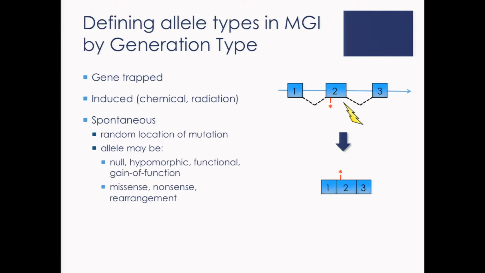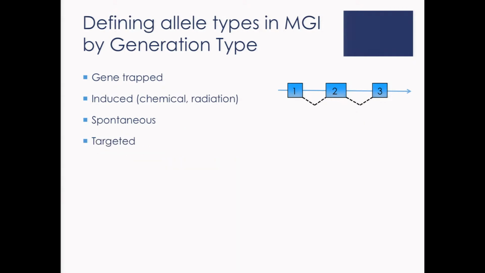Another type would be the induced or spontaneous mutation types. These can include chemical induction or radiation induced, or just random mutagenesis. These are also random localization, and the resulting allele may be null, hypomorphic, functional, or gain of function even, or include missense, nonsense, and rearrangements.